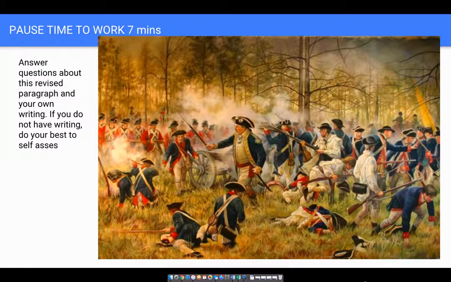Okay, so I'm going to put the picture back up and take a few minutes to answer the questions about the revision and also your own writing. If you don't have any writing, you did not turn in one of these paragraphs, do your best to self-assess what it is you think in the past you've needed to work on, whether that was last semester or last year. So go ahead and do that.